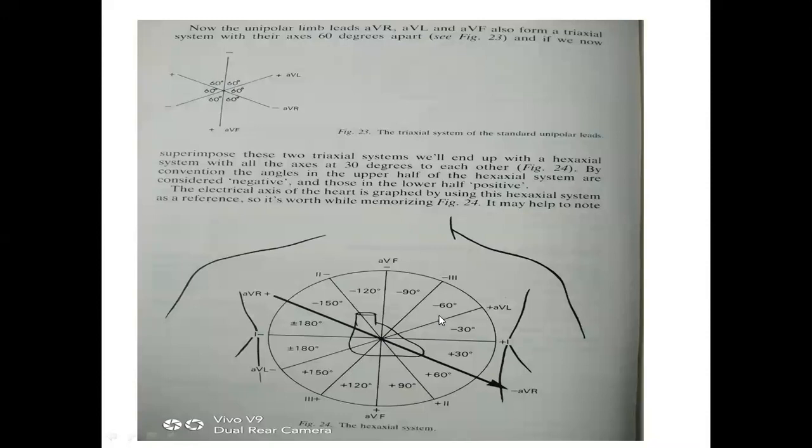If the axis comes at minus 60, then it is termed left axis deviation. If the axis comes as maybe plus 150 or maybe plus 120, then it is called right axis deviation. Is it clear? Any questions?